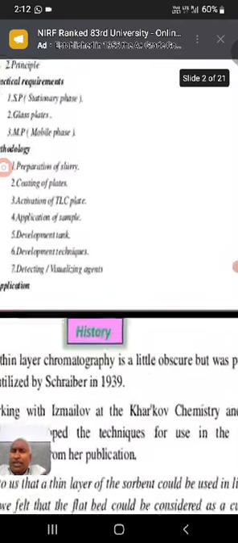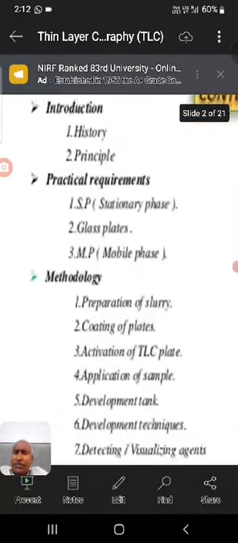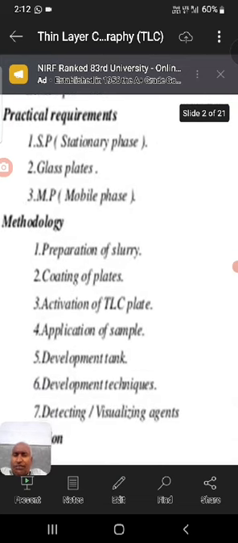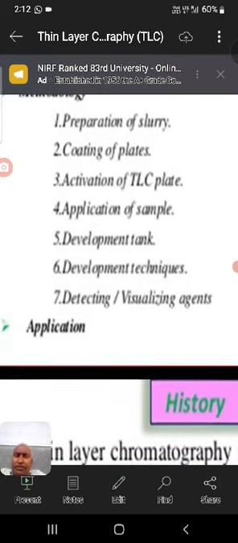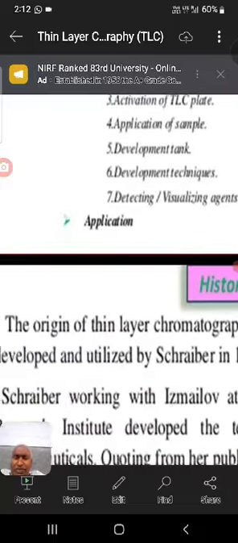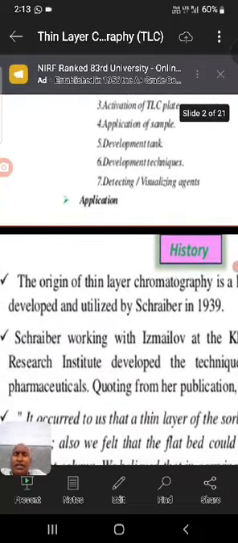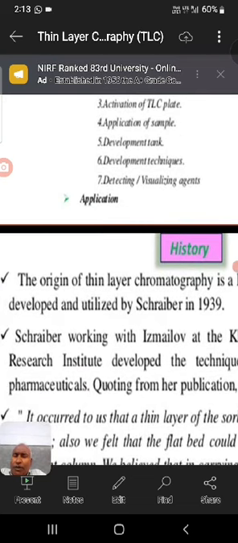So regarding thin layer chromatography, the history of chromatography usually originates from Europe around 1940. But at that time chromatography was very basic. Now chromatography has developed very well for research purposes.